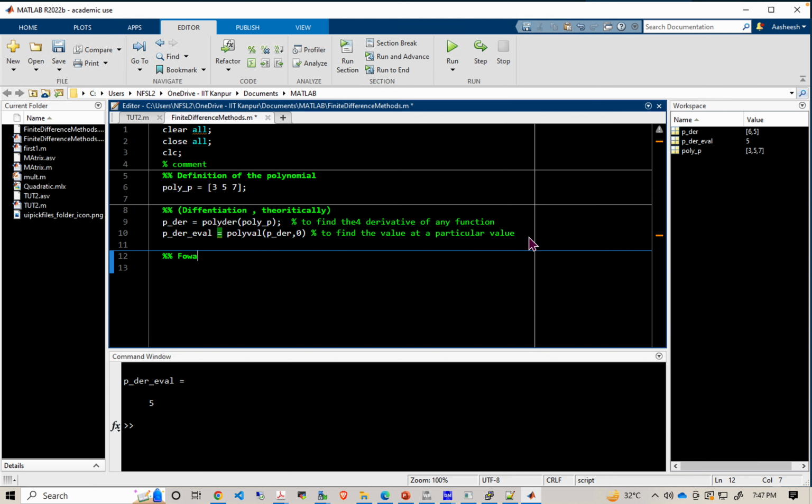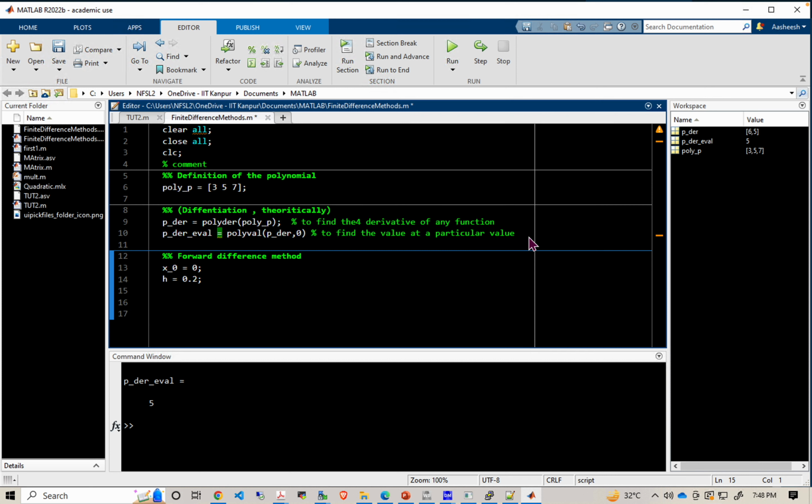for the forward difference method. Okay, so x naught is equal to 0. I have defined h is equal to 0.2, as I have defined in the copy. Okay, both the things are defined.